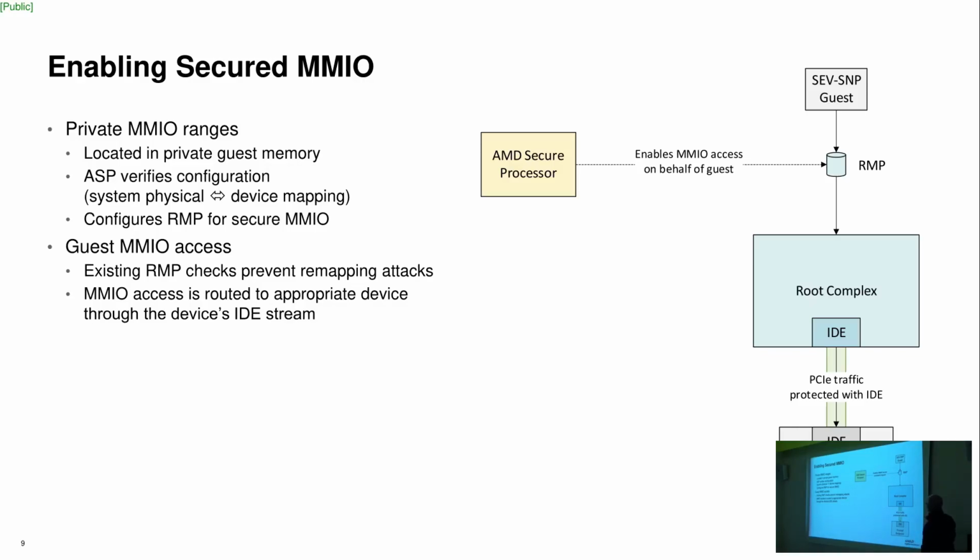So the AMD security processor will do some work on behalf of the guest to determine that, and then it will tell the RMP, it'll write it into the page of that MMIO offset, that this MMIO range is accepted, and it'll unlock that MMIO range for the guest.